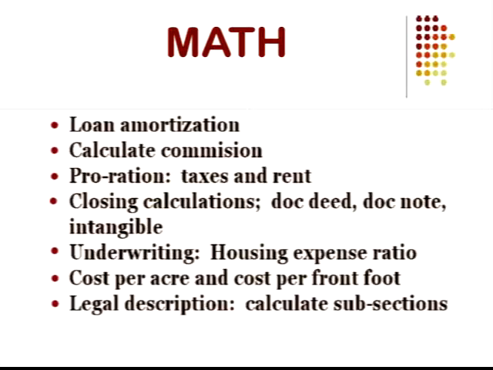You're going to have to determine the cost per acre and the cost per front foot. You've got a legal description that you're going to have to be able to calculate. Remember, when you're calculating a legal description, if they give you the northeast 1/4 or the southwest 1/4, all you're going to do is take 640, the number of acres in a section, and simply divide it by the bottom numbers.